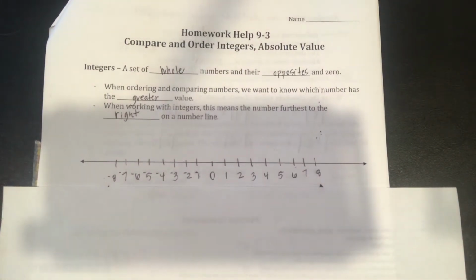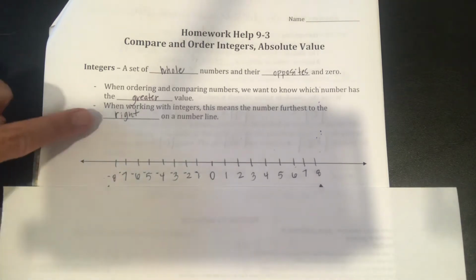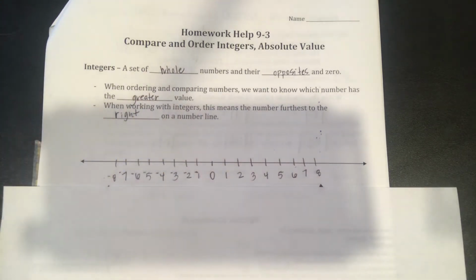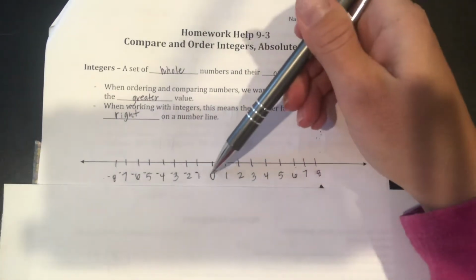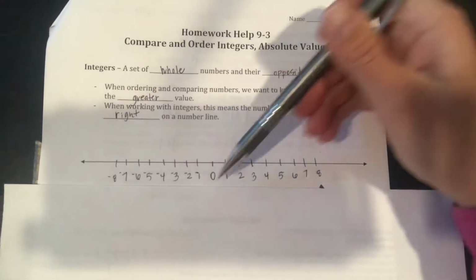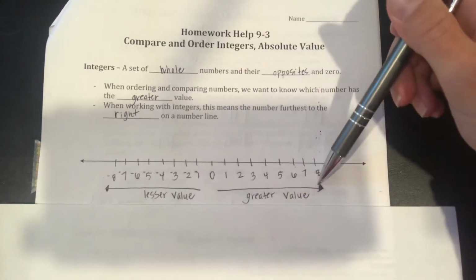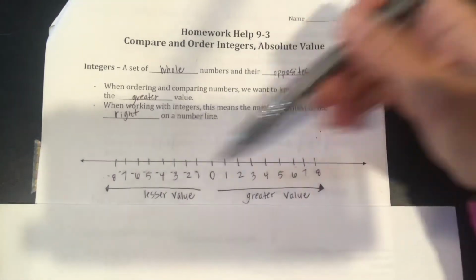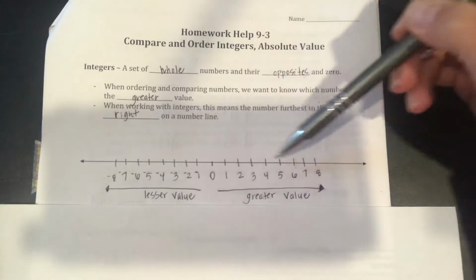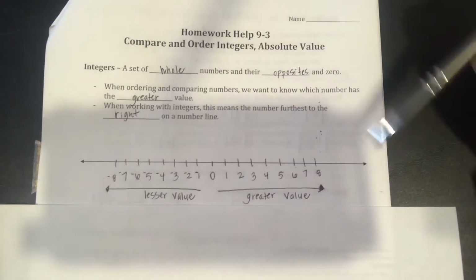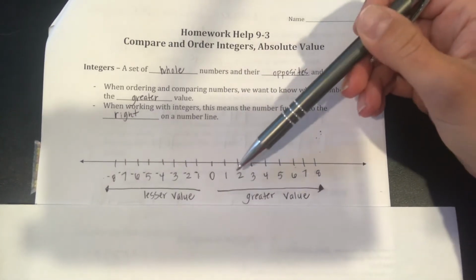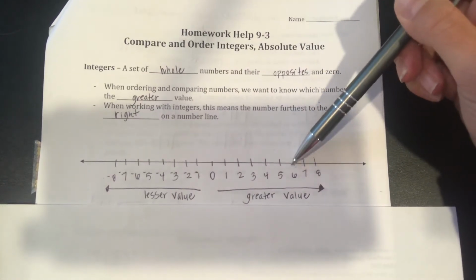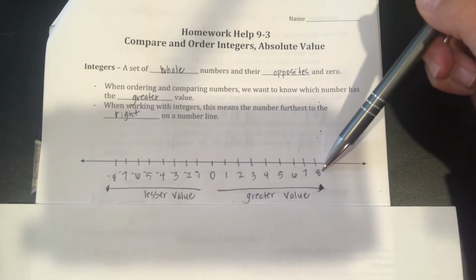Okay, so here we have our number line. Now this says when working with integers, the number farthest right on the number line. So I want you to notice 0 to 8. The farther we go right, the greater the value. And that's not just with positive numbers, that's on the entire number line. The farther right we go, we get bigger and bigger and bigger. If I'm at 2, 3 is bigger, 4 is bigger, 5 is bigger than 4, 6 is bigger than 5, 7 is bigger than 6, and 8 is bigger than 7.